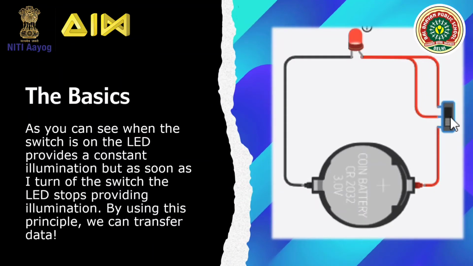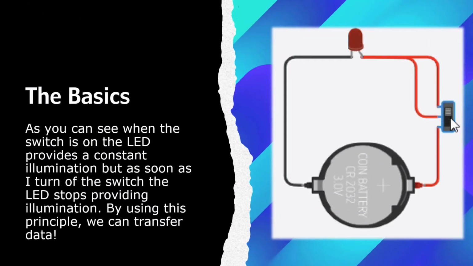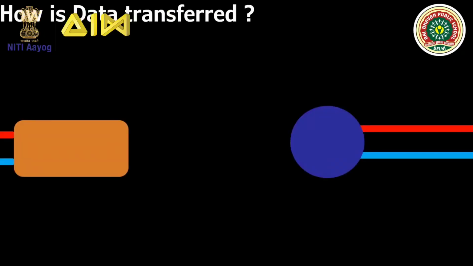As you know, by looking at this circuit, if we turn on the switch, the LED will provide constant illumination. But as soon as I turn off the switch, the LED will stop providing illumination. By this principle, we can transfer data. Let's see how. For transmitting data using Li-Fi, we need any form of electronic light emitting device and any form of photoreceiver. In my project, I have used a laser diode and a solar cell. Let's see how we can transmit the data.